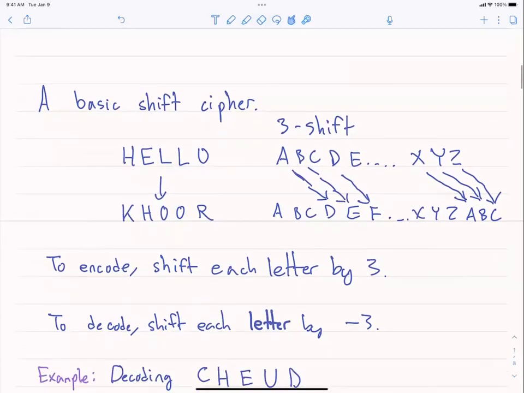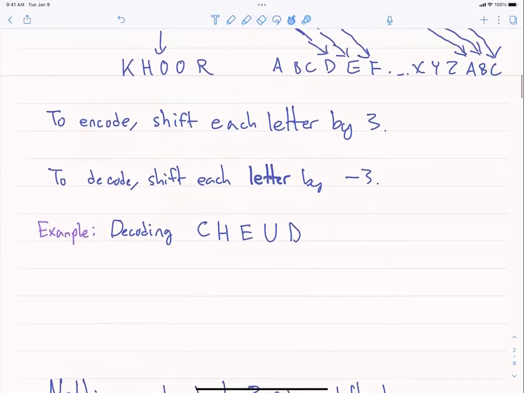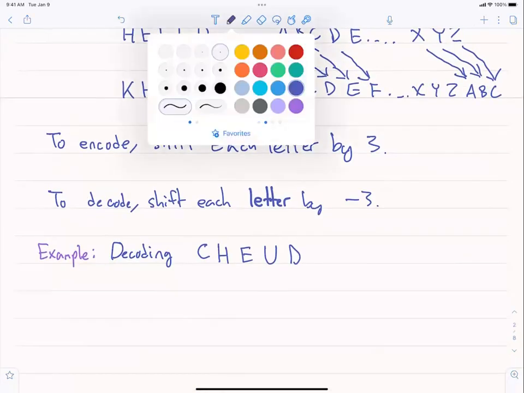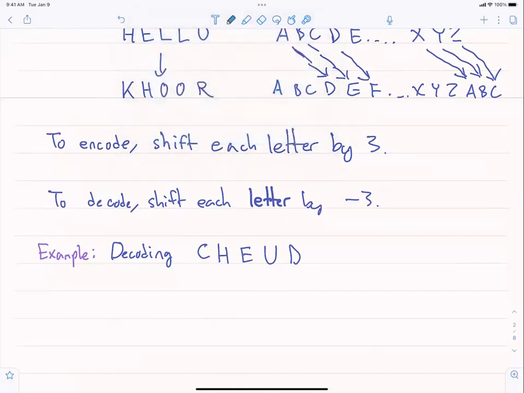And just to be completely explicit, let me do an example of decoding. So say I send my friend hello, and he sends me back the letters CHEUD. I just have to go back to the left in the alphabet 3 letters. So C, I go B, A, then Z. H, I go G, F, then E. E, I go D, C, B. U, I go T, S, and R. And D, I go C, B, and A.